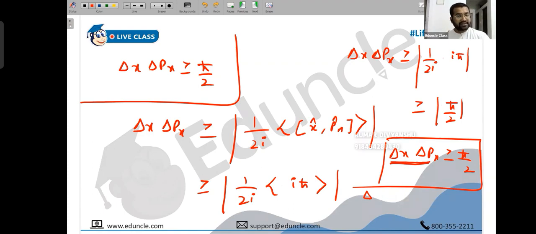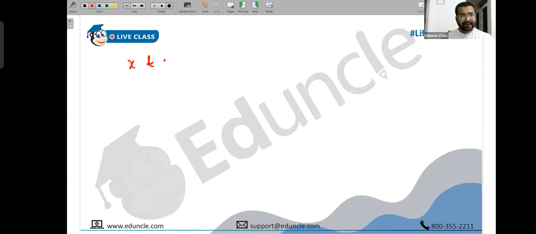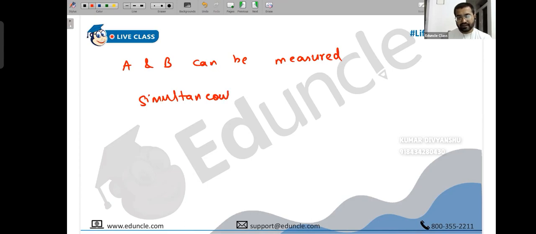In order to go back to the classical world where everything can be calculated simultaneously, basically when h tends to 0, when will the RHS tend to 0? When the commutator becomes 0. Correct? So we can simply say that any two observables, not just x and px, basically any two operators A and B, can be measured simultaneously if they commute with each other. People, simple. A very beautiful application of commutators.